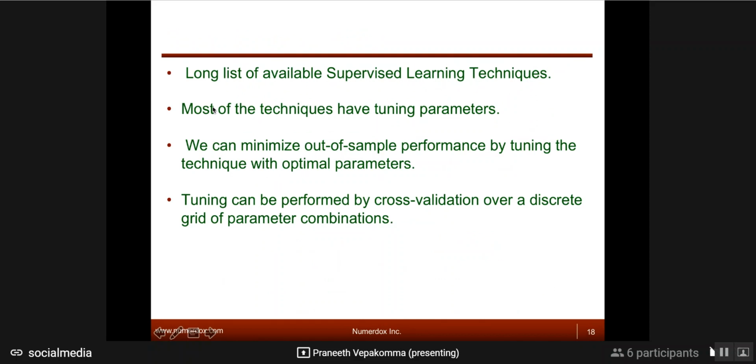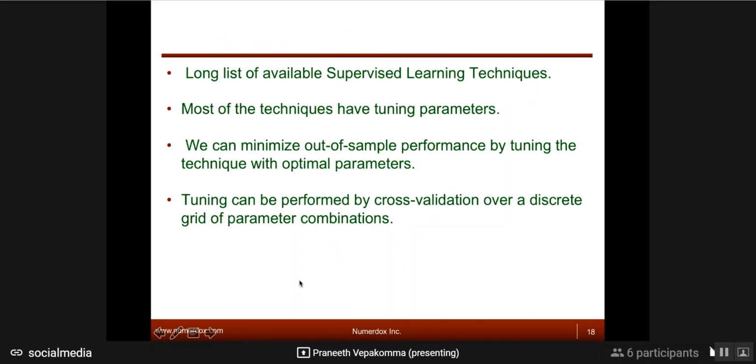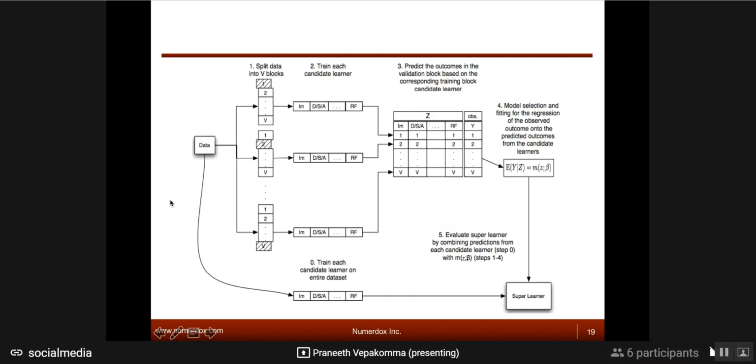All right, so there's a long list of techniques. Most techniques have tuning parameters. Out-of-sample performance means the cross-validation performance, minimizing your error on something that is not in your sample that you're using for training, by tuning the technique with optimal parameters. Tuning can be performed by cross-validation over a discrete grid of parameter combinations. Some techniques do not have one parameter. You might have two parameters. So you need to choose all combinations of two parameters, some discrete choices, and see where your cross-validation error seems to be the minimum reasonably. And then you choose that as your choice of parameter 1 and parameter 2. That's what this means by grid.